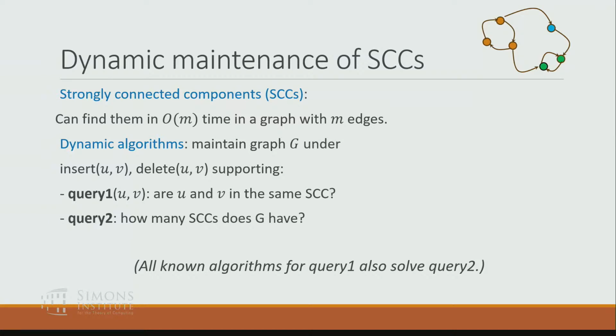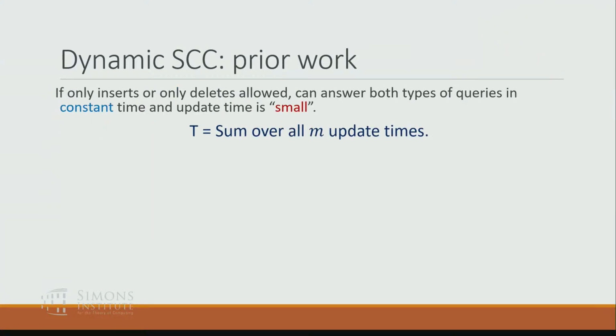There's no reduction. I would love to see a reduction to say that if you can support query 1, then you can support query 2, but I don't know how to do it in a black box way. Anyway, let me talk about if you have only insertions or only deletions. When the algorithm is only insertions or only deletions, what we typically do is we measure the running time in terms of the total running time, the sum over all the updates. Because when you insert, you can only insert up to m edges, and when you delete, you start with a certain number of edges and you can at most delete all of them. So this makes sense.